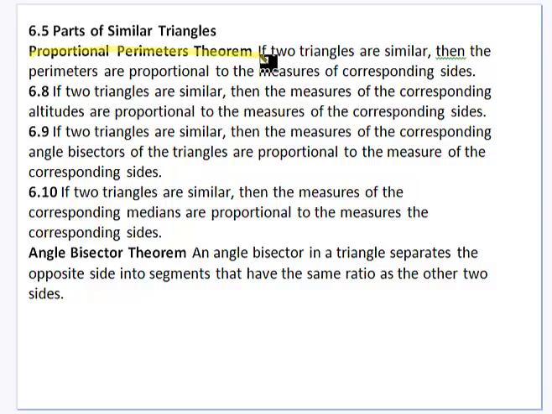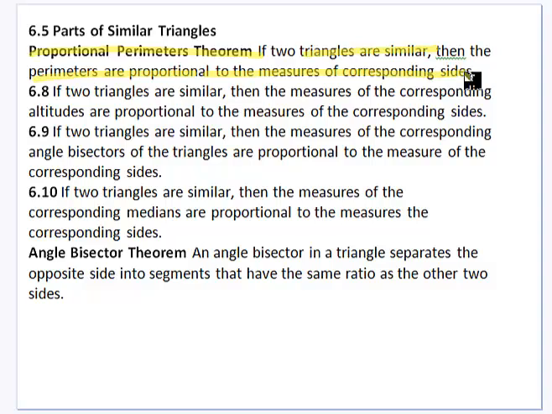Proportional perimeters theorem. Well, what does the perimeter mean? What is perimeter? Yeah, the overall distance around it. So that means if we have two triangles that are similar, then the perimeters are proportional to corresponding sides. So not only can we set the sides up being proportional to each other, if we know the perimeter of one, we can set the perimeters up to be proportional. Okay.